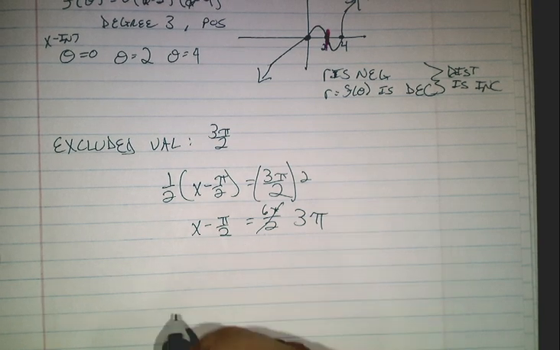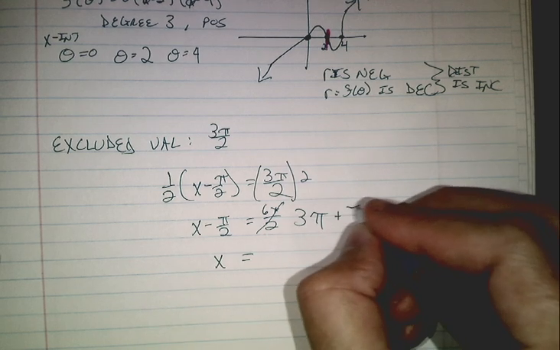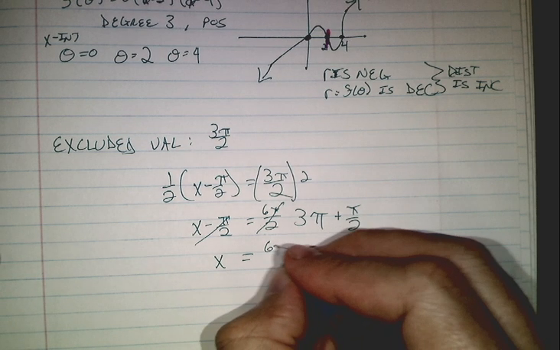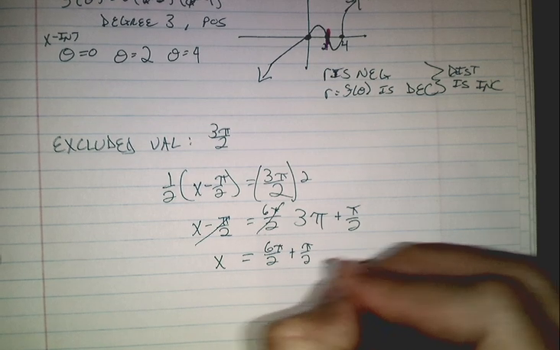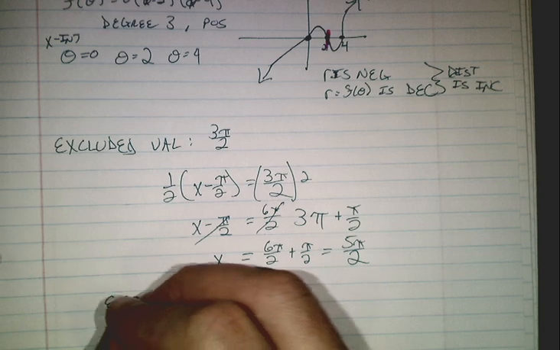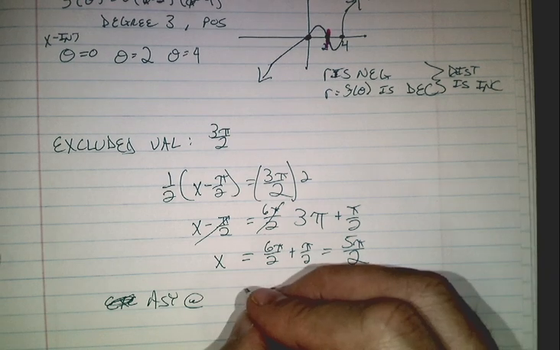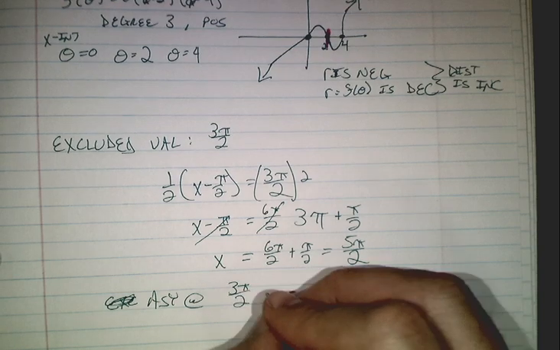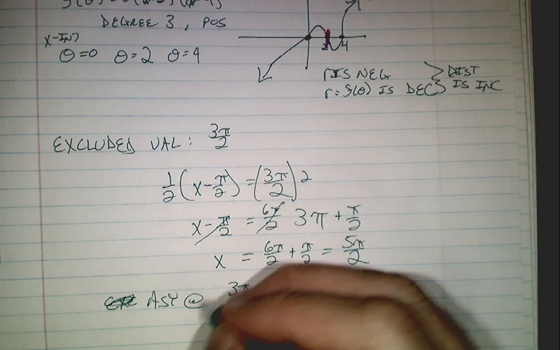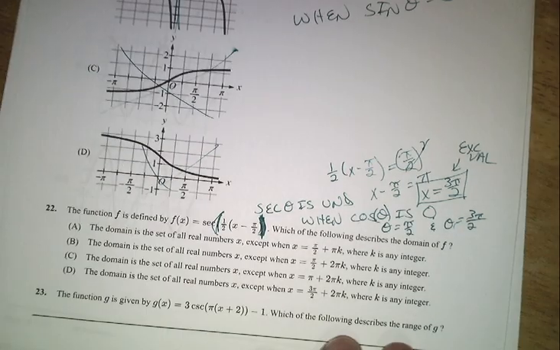Then I need to add pi over 2 to both sides. So we want to add pi over 2 over here to cancel that side out. So this is going to be 6 pi over 2 plus pi over 2, which is equal to 5 pi over 2. So we should have excluded values, or we should have asymptotes at 3 pi over 2 and 5 pi over 2. These are our excluded asymptotes. So let's see which of our equations omits that from our domain.